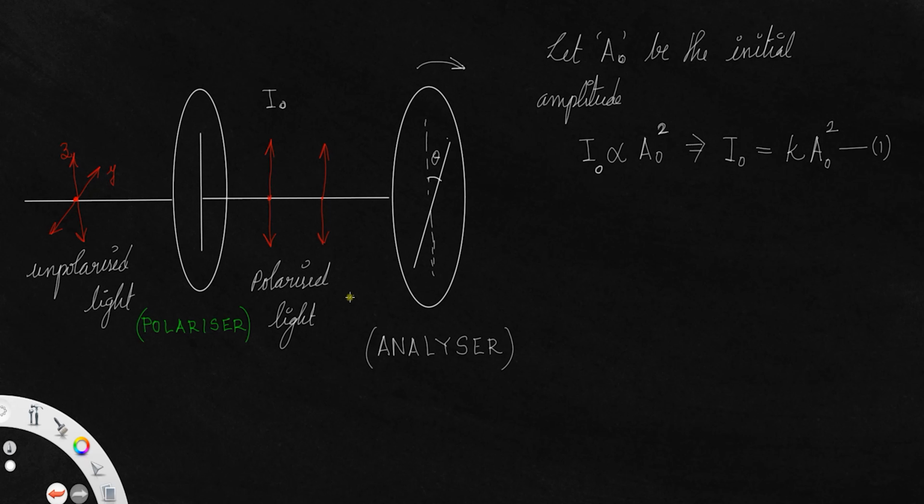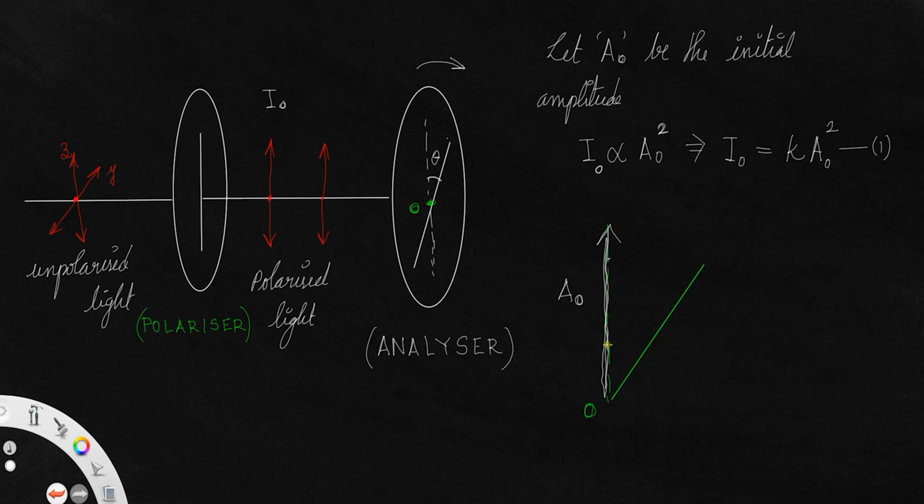Now consider this analyzer. Let me draw the plane of transmission and the initial plane. See, this is the initial plane, that is the dotted line. Let me mark this point O. So this is our O. Now our new plane of transmission is this. So what is our initial amplitude? This is our initial amplitude. Clear? See, this is the initial amplitude. Let me mark it as A0.